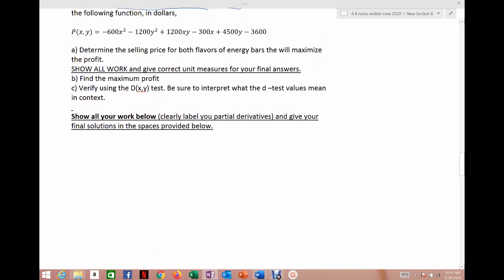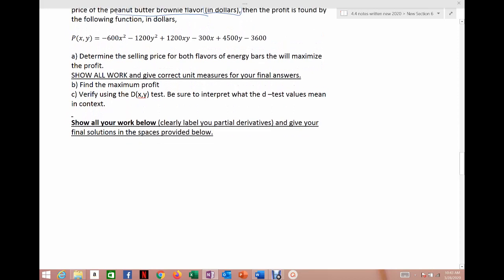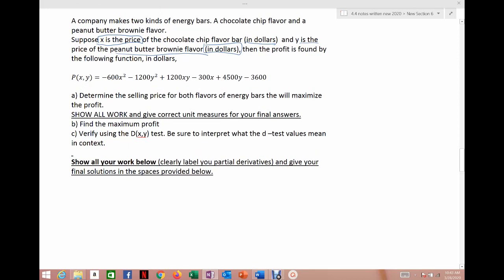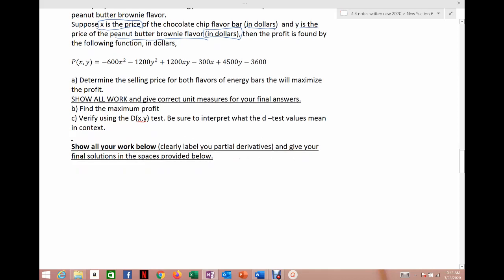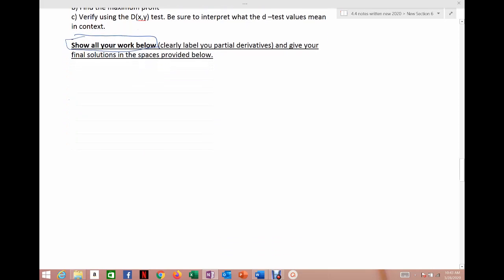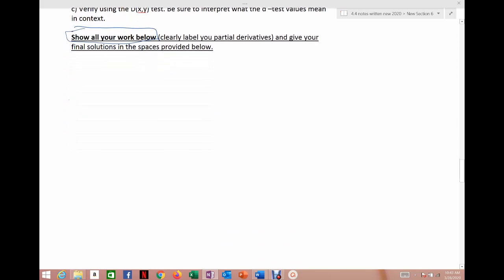Show your work, clearly label your partial derivatives, and give your final solution in the space provided. Oftentimes this is how they'll word it on a test or a final. It'll put everything together and then you do your work down here. Again, we're looking for your work. We want to see every part because the work is just as important as getting to the right answer. Make it clear, label it, and do it in the right order.